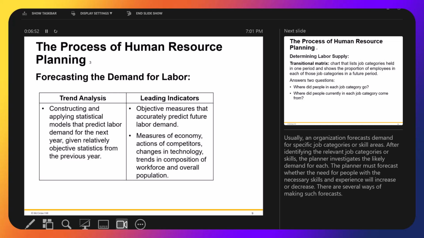Leading indicators: objective measures that accurately predict future labor demand, measures of the economy, actions of competitors, changes in technology, trends and composition of the workforce and overall population. So when you're looking at these leading indicators, you're not only looking at you and your business, but you're also looking at what's out in the economy and what's going on out there with the competitors, changes in technology trends. You're factoring all those things into place.